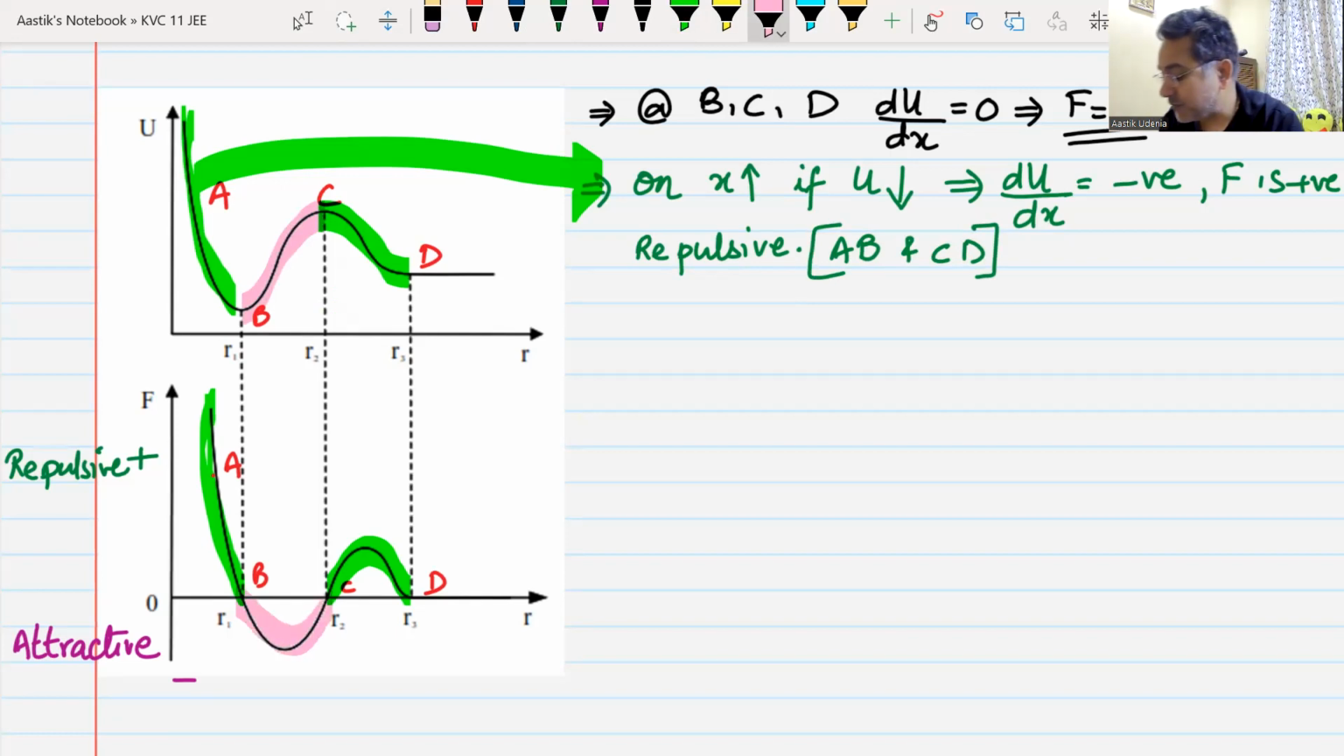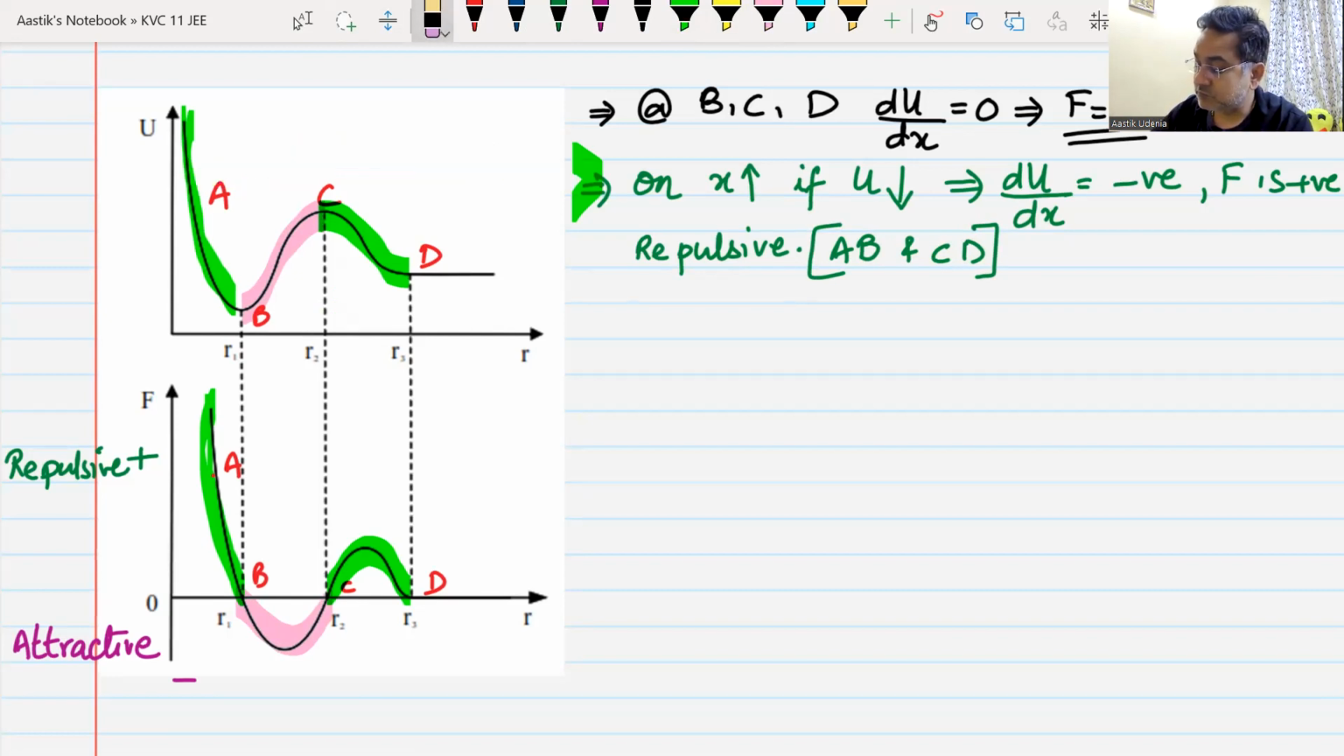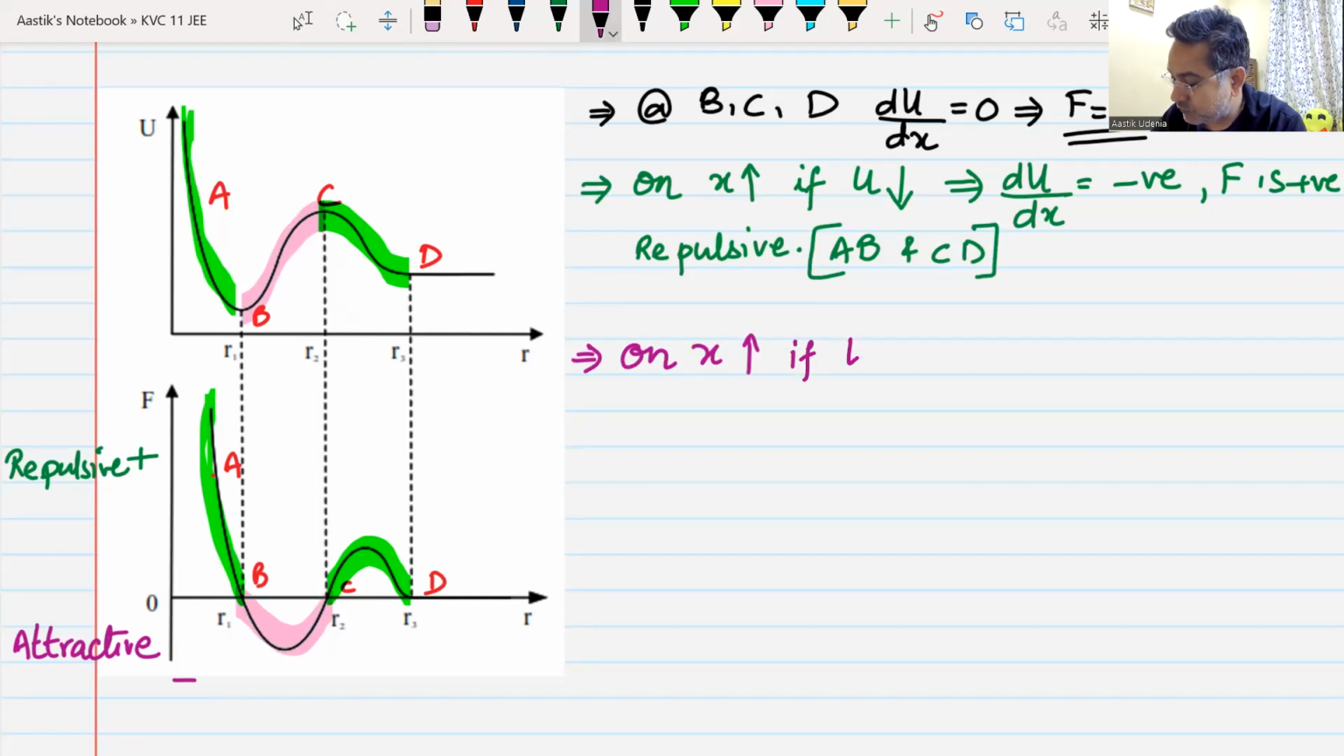What is happening in this pink region? X increasing, U increasing, sir. In this pink region, if on increasing the value of x, u also increases, that implies that the slope of the graph is positive and F is the negative of the slope.